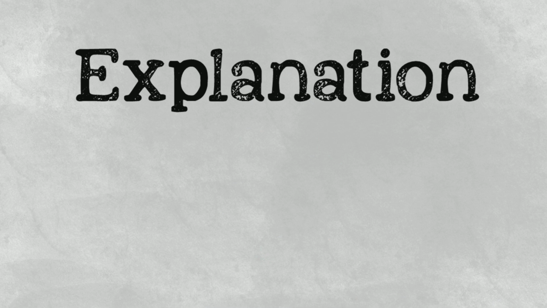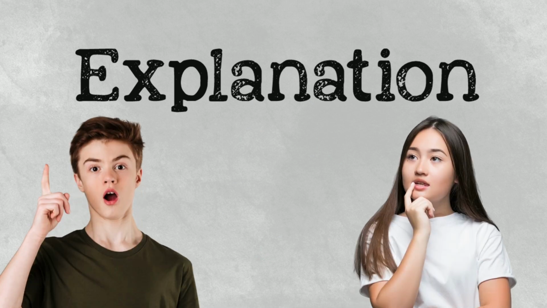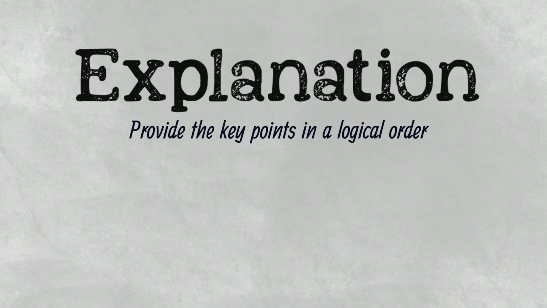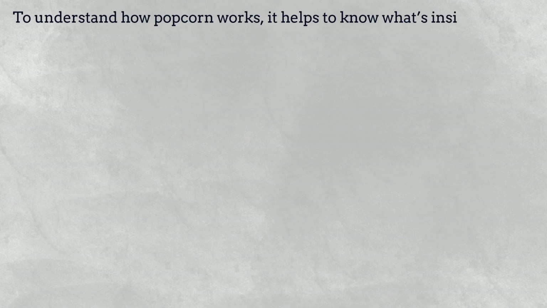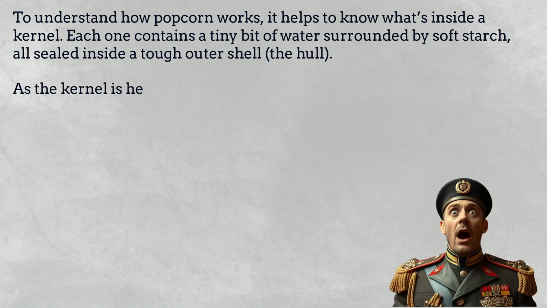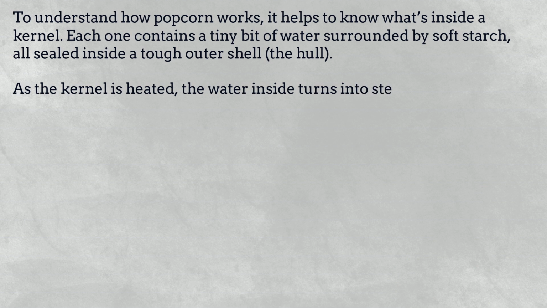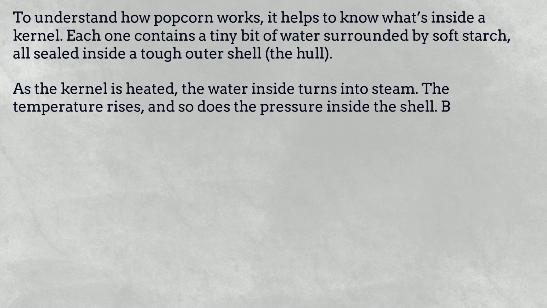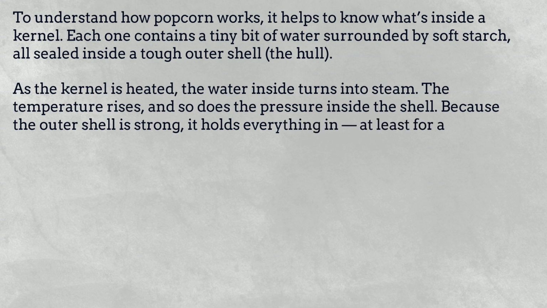It's important to make your explanation clear and interesting. You need to provide the key points in logical order. Let's give it a go. To understand how popcorn works, it helps to know what's inside a kernel. Each one contains a tiny bit of water surrounded by soft starch, all sealed inside a tough outer shell, the hull. As the kernel is heated, the water inside turns into steam. The temperature rises, and so does the pressure inside the shell. Because the outer shell is strong, it holds everything in, at least for a while.